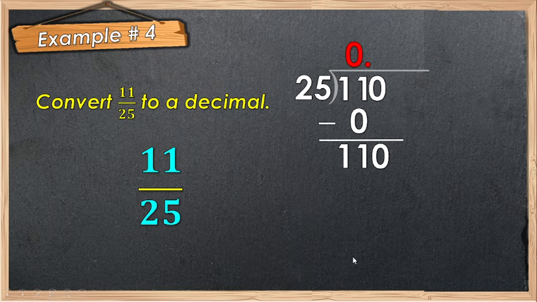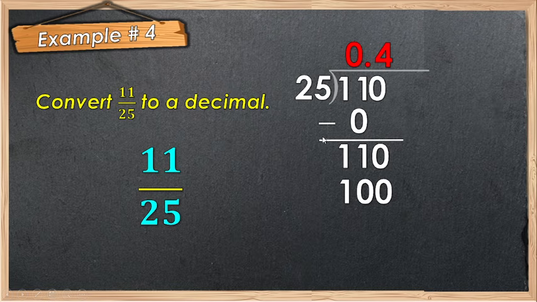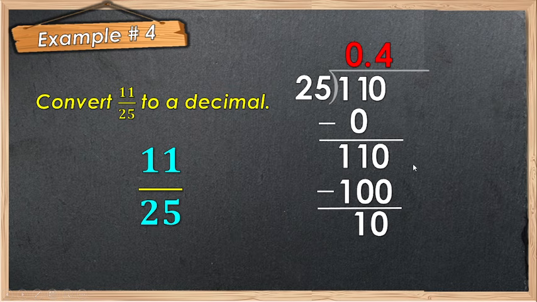110 divided by 25. How many 25 in 110? We have, correct, we have 4. 4 times 25, the answer is 100. Then 110 minus 100, the answer is 10. Okay? And then add 0, the answer that would be 100.